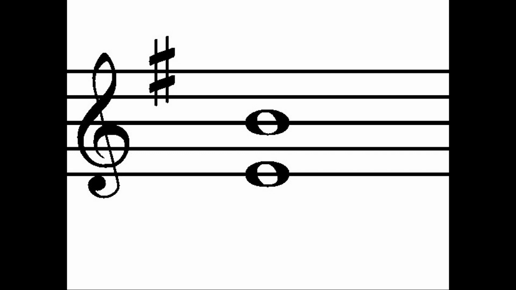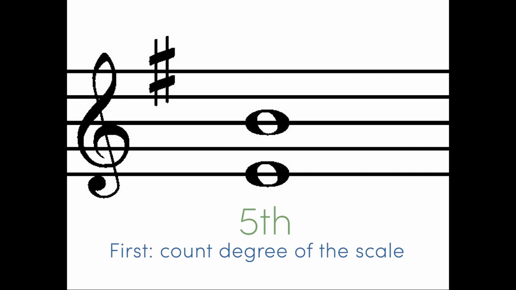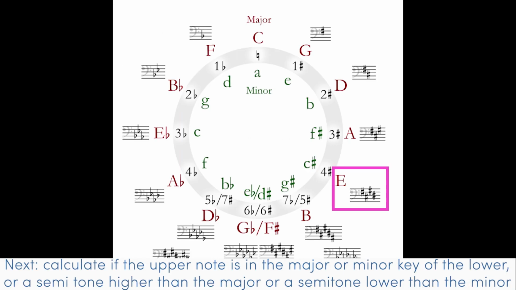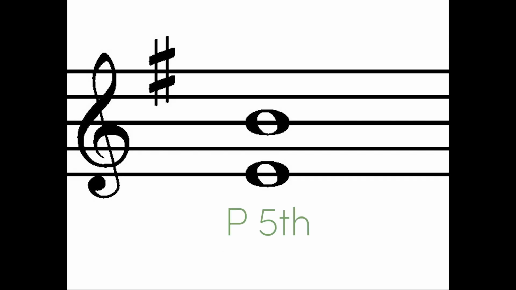The method starts the same way as the counting the semitone method, where you've got to calculate your interval, but then you've got to ask the question, is the upper note in the major key of the lower note? In this case, is B in the key of E major? And from our key signature, we can see that we've got 4 sharps, F, C, G, and D. B does occur in the major key, which means we've got a perfect fifth in this case.